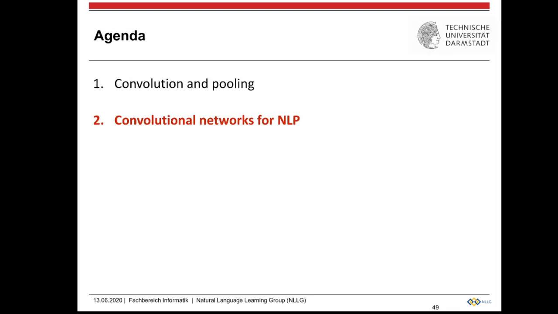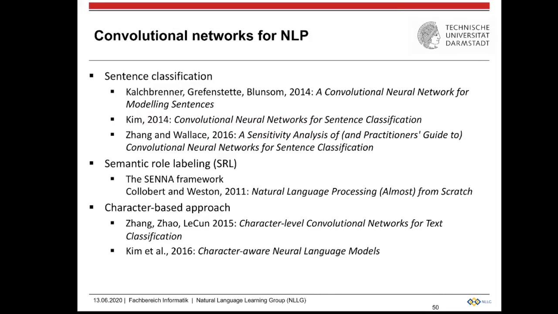Let's move to the next part, convolutional networks for NLP. There are many NLP problems that can be solved by applying convolutional networks, such as sentence classification and semantic role labeling. And usually we combine convolutional networks with word embeddings. But there is another option: we can build convolutional networks based on a character-based approach.